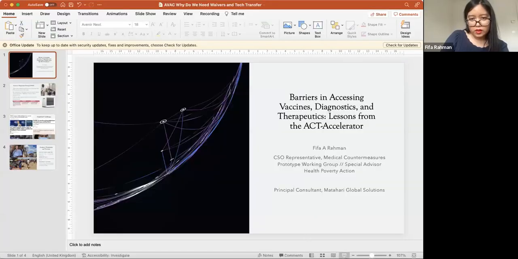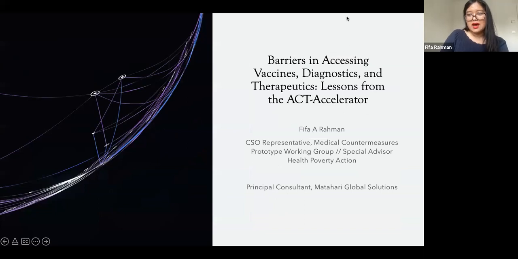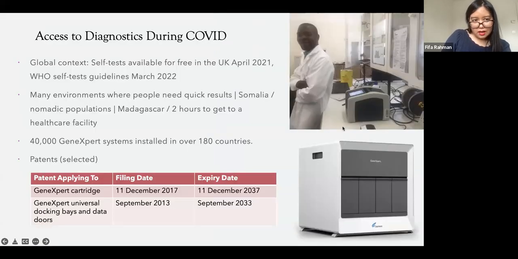I've been asked to quickly set the scene in terms of what we went through during COVID. I'm sure it's still fresh in our minds, so I'll be very, very quick. But I just wanted to start with diagnostics. And it's relevant, even though we're going to be talking about intellectual property for the platforms like GeneXpert.